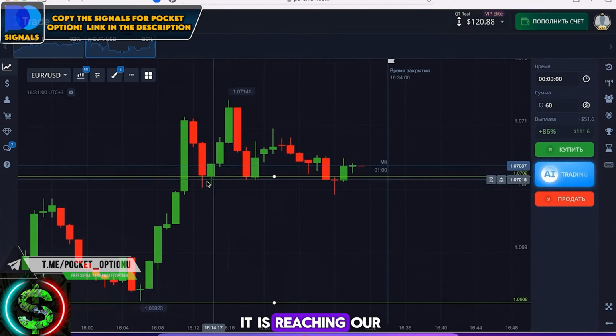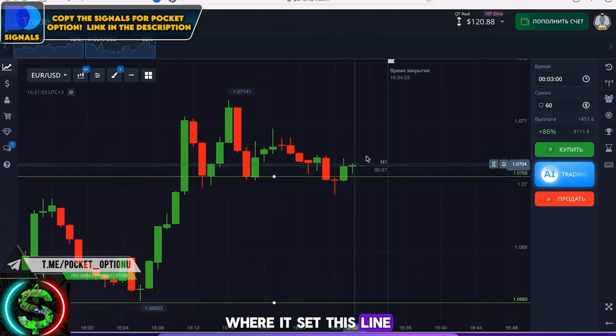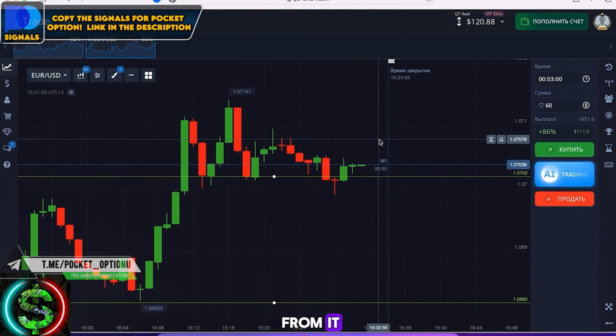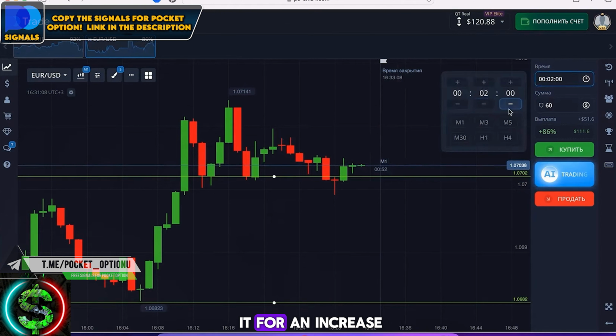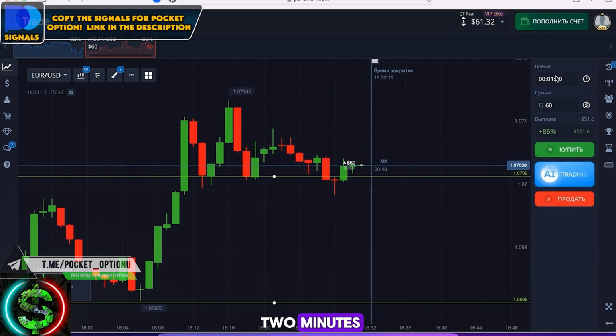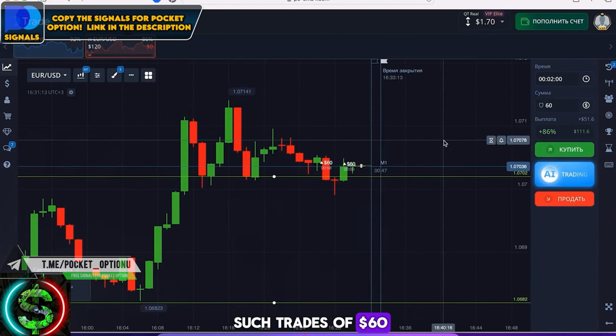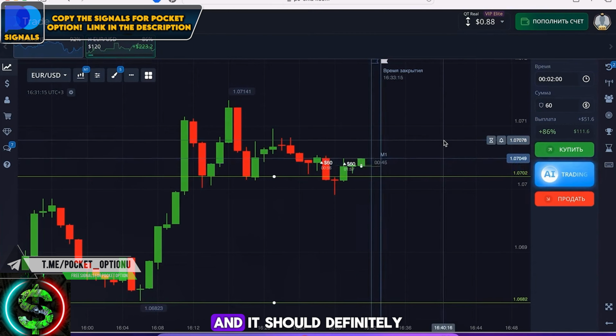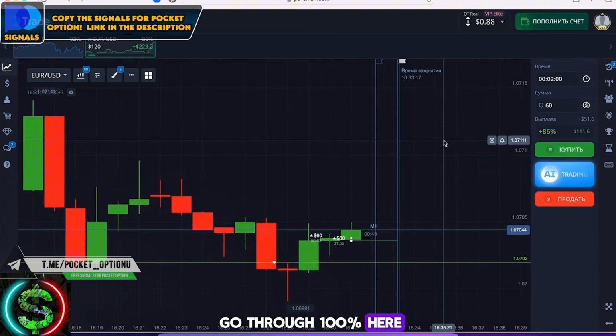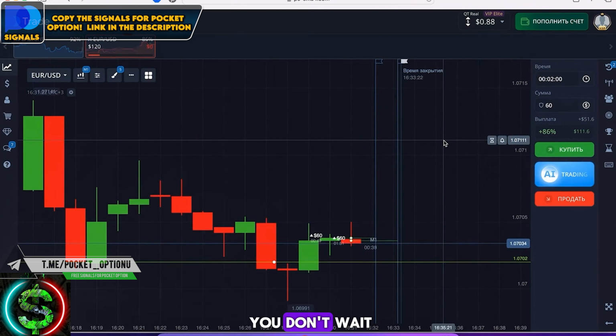As you can see, it is reaching our first minimum again, where it set this line, and it is trying to bounce back up from it. So I am taking it for an increase from 1 minute to 2 minutes. I am taking 2 such trades of $60 going for the maximum, and it should definitely go through 100% here. I don't think it will turn sharply, so I am just skipping this moment so you don't wait. And we are already expecting 2 profits.